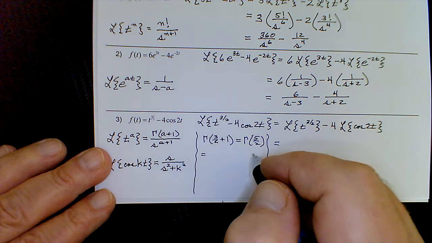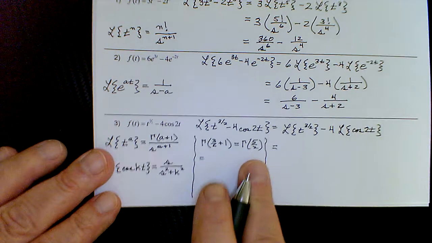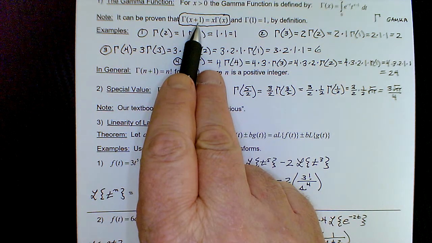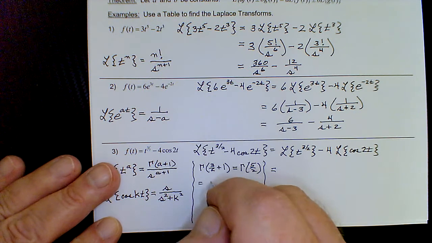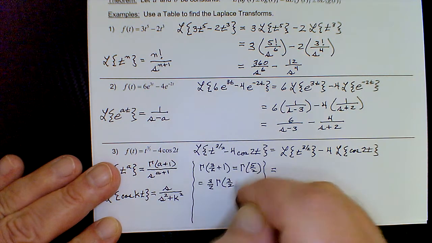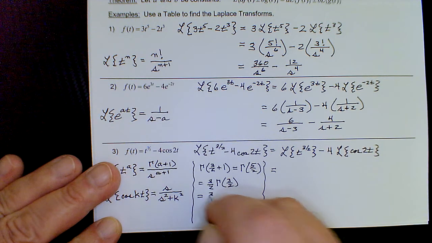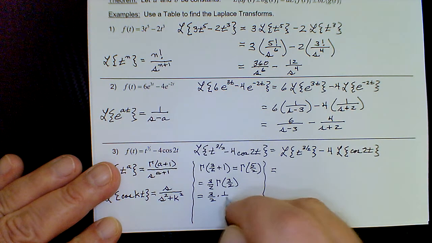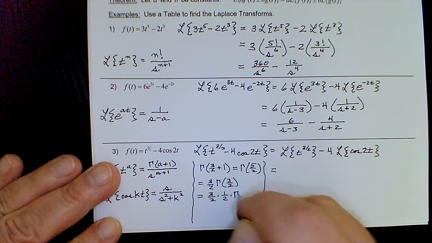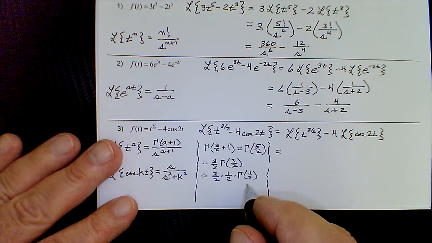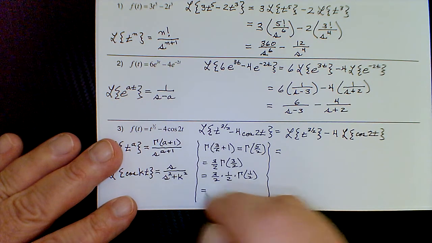And so that's going to be, according to our formula for gamma of x plus 1, that means x is 3/2. So therefore it's going to be 3/2 times gamma of 3/2. But then gamma of 3/2 is when x is 1/2, so it's 3/2 times 1/2 times gamma of 1/2. But then we finally use the special value that gamma of 1/2 is the square root of pi.